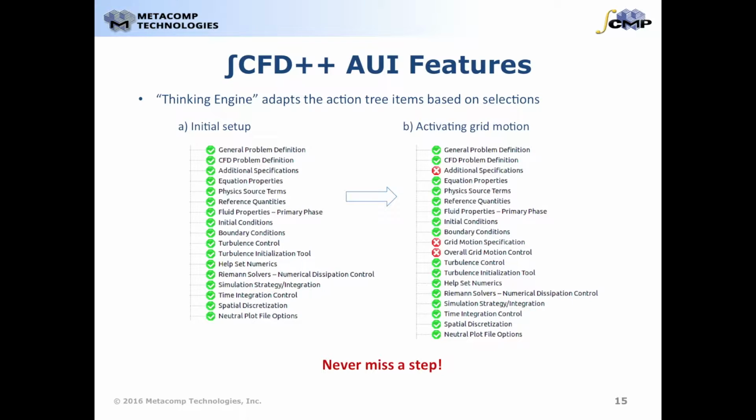In this example, the initial setup is shown on the left, with various action items for problem definition, physics models, boundary conditions, and output options. Activating the grid motion feature in CFD++ opens up additional action items on the action tree, such as grid motion specification and overall grid motion control. The user can quickly see which panels require additional settings, and hence you can never miss a step during a problem setup.